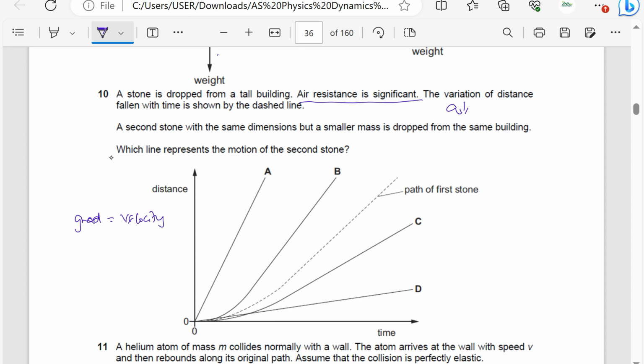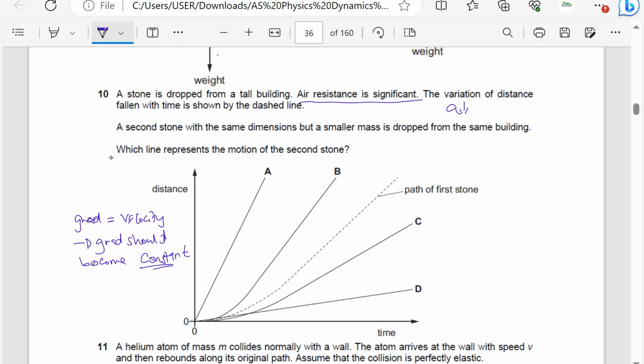So since it is falling in air where the acceleration decreases, there should be a point where the gradient should become constant. If it becomes constant, it means velocity is going to be constant, which would mean acceleration becomes zero. So the velocity is the gradient.